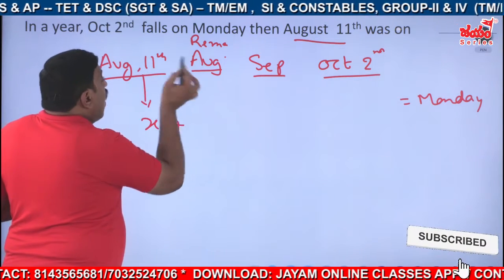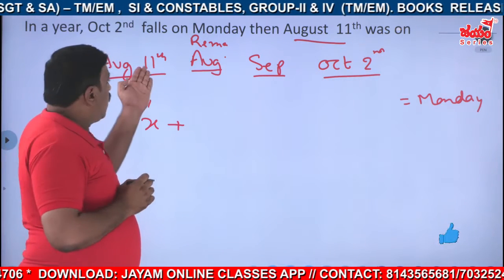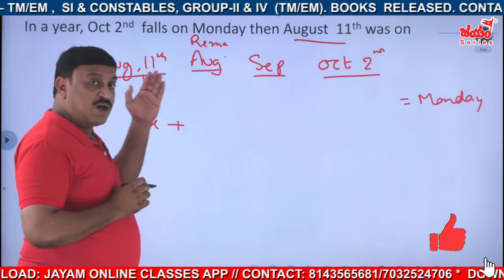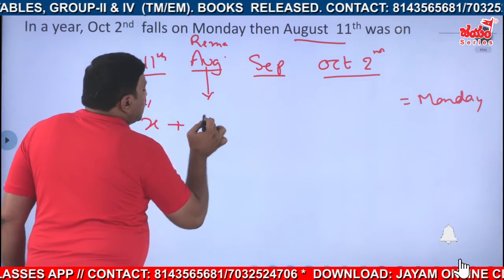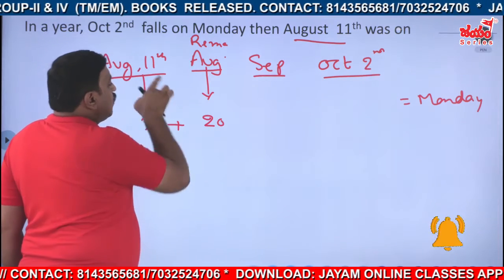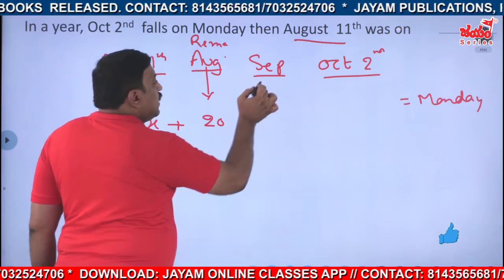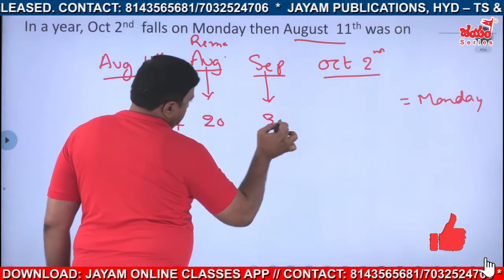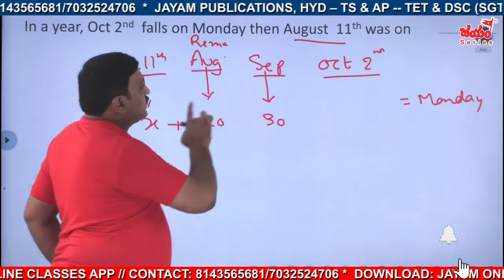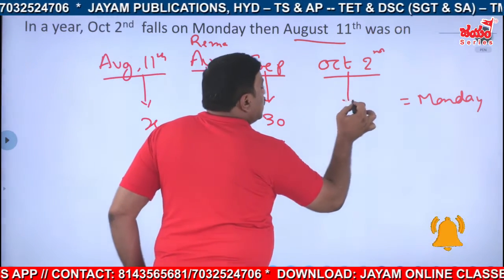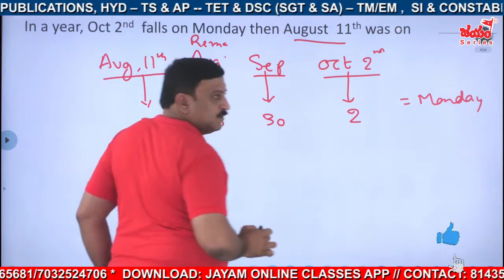Plus the remaining days of August after 11. It is August, a 31-day month. So how many days will remain? 20 days will be remaining. 11 plus 20 is 31 days. Then September will have 30 days. Total 30 days only, right? August, September, October. Though it is a 31-day month, we have to calculate only up to the 2nd.